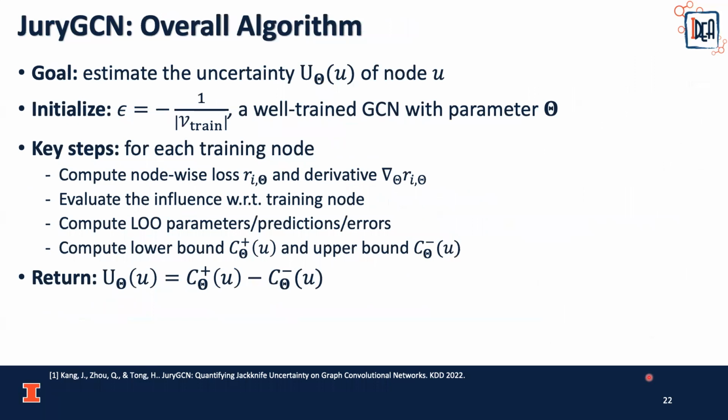And with everything ready, here I will show the overall algorithm of our proposed method named JuryGCN. Basically, for each training node, we will first evaluate the influence with respect to it, and then compute the leave-one-out prediction as well as the residual errors once we leave out a node. Then we can obtain the two sets where we can find the quantiles to get the lower bound and the upper bound of the confidence interval. Finally, the algorithm will generate the confidence interval for this specific node and then calculate the width of the confidence interval as the uncertainty score.